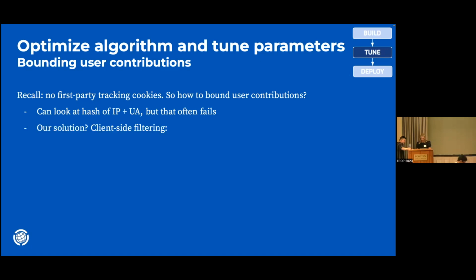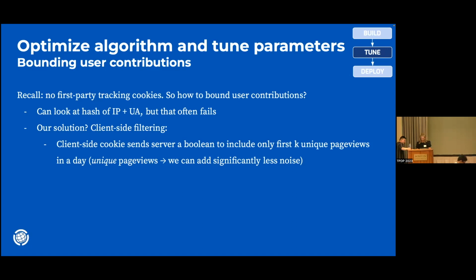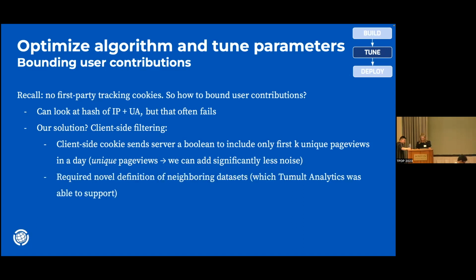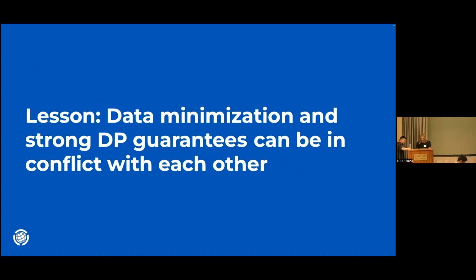So instead, what we did is something called client-side filtering. I can get much more into this, but the crux is that with every single page view, your browser will send a Boolean value, either a 1 or a 0, based on some client-side logic that says either include this in the aggregation or don't. And we can convert this to just being unique page views, which is great. As I said, if we do unique page views, we can add significantly less noise. This was also great for Tumult Labs, specifically because it required a novel definition of neighboring data sets, and Tumult Analytics was capable of supporting that novel definition. There are more specifics in an appendix, and I can show you some pseudocode further on. So the lesson here is that data minimization and strong DP guarantees can actually be in conflict with each other. If we're not collecting enough data to identify a user, it's hard to guarantee user-level privacy.